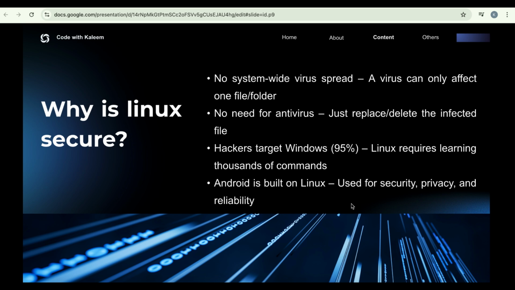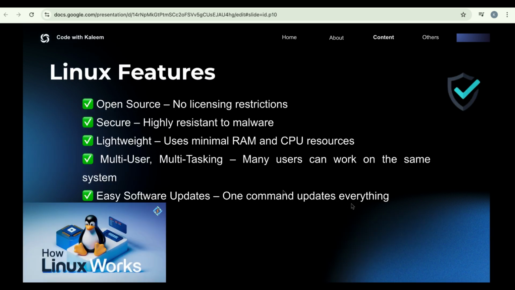Linux features, as I discussed in my previous slide: it is open source with no licensing restrictions, secure and highly resistant to malware, lightweight, using minimal RAM and CPU resources, and multi-user and multitasking. Many users can work on the same system. Easy software update: one command updates everything.